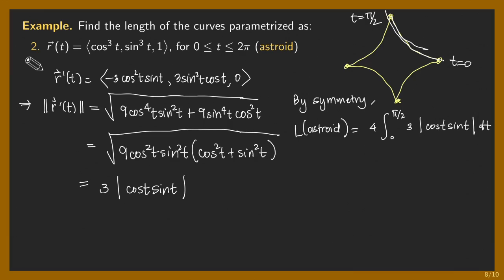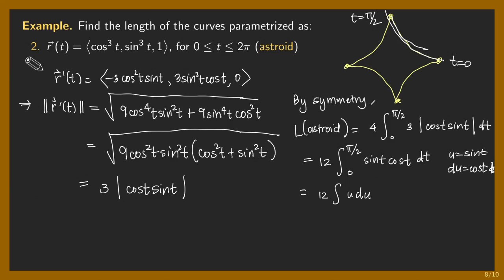But you see, in the interval from 0 to pi over 2, cosine t and sine t are both positive. So we can just ignore the absolute value sign. So it will become cosine t sine t or sine t cosine t, whichever is convenient. So how do we evaluate this? If you let u be sine t, du is cosine t dt. So this is just of the form u du. It's 12 u du. But what will be the new limits?